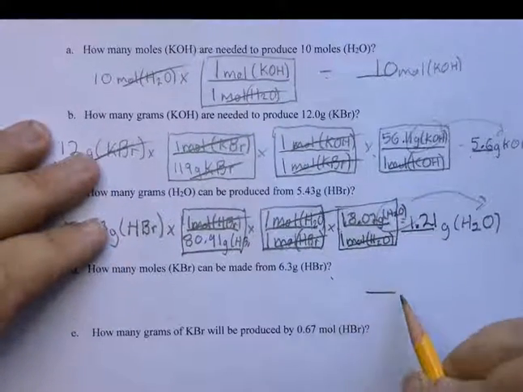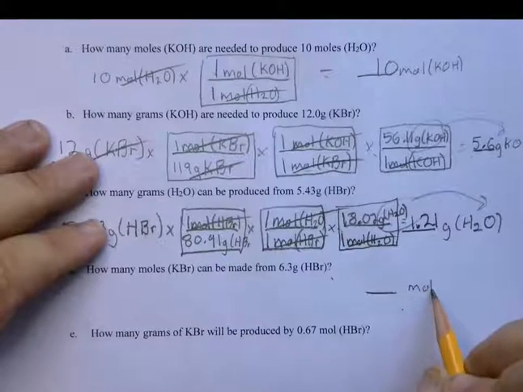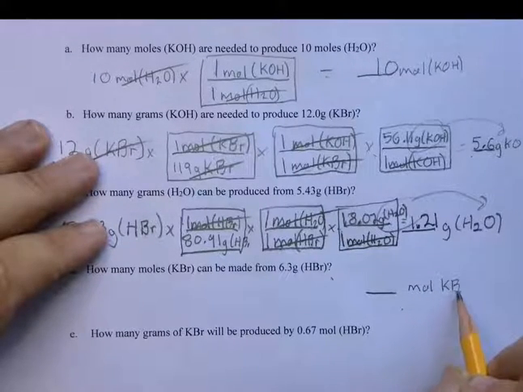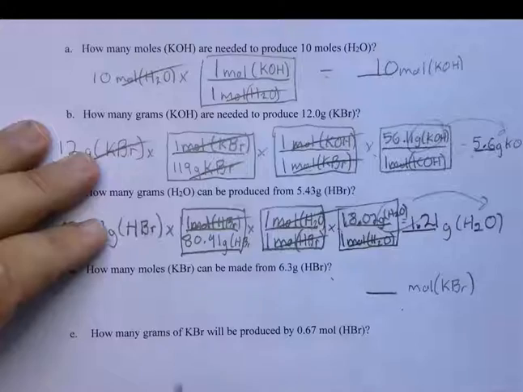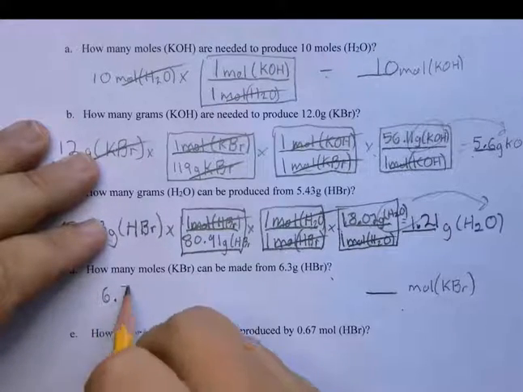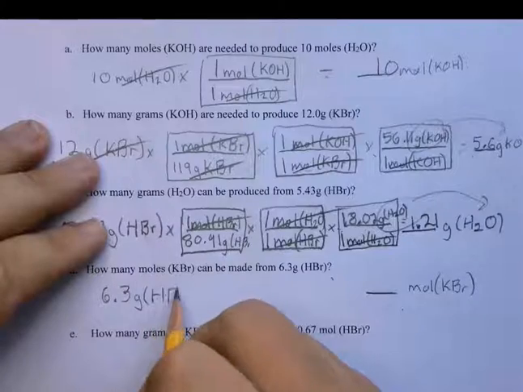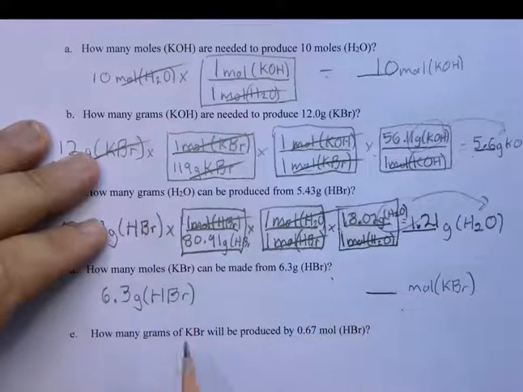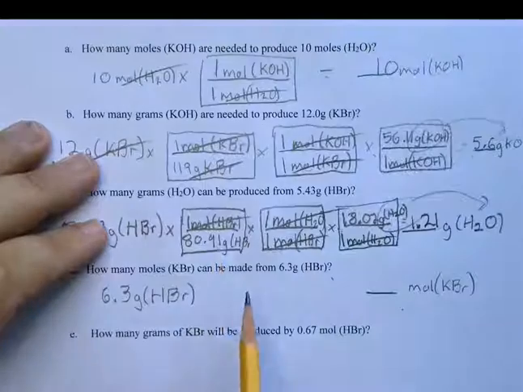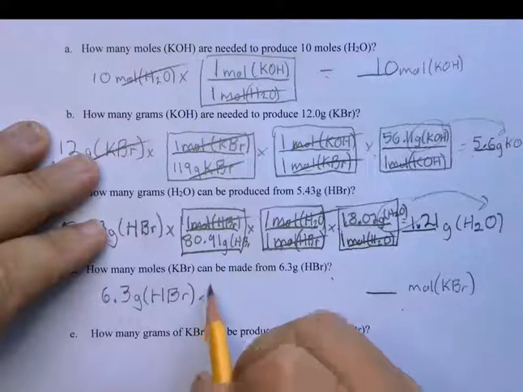So our question mark is moles of KBr. And we start off with 6.3 grams of HBr. And it's two conversions, 1, 2, we saw up there. So it's two boxes.